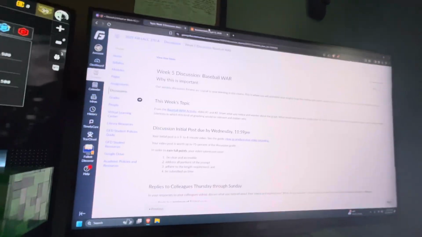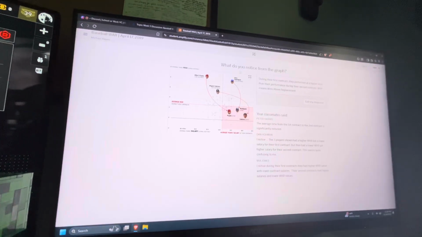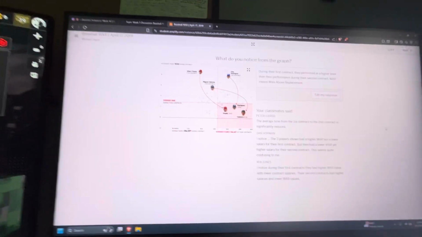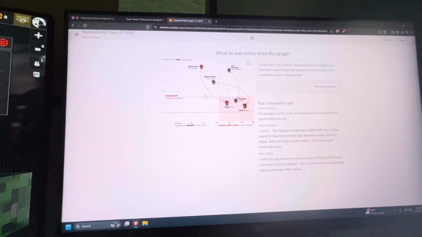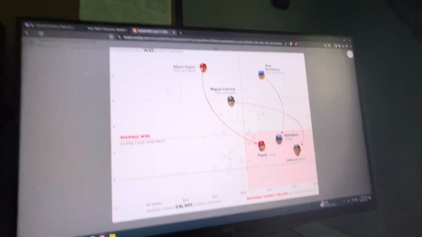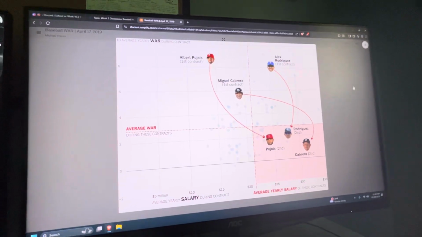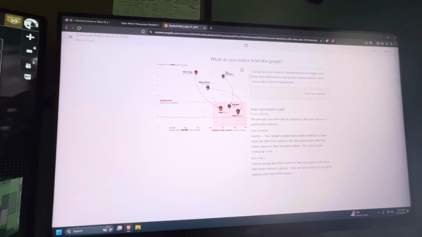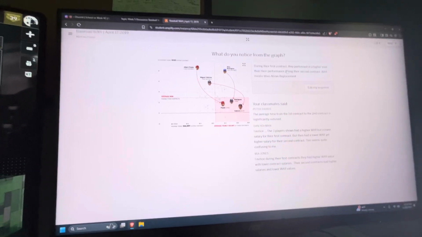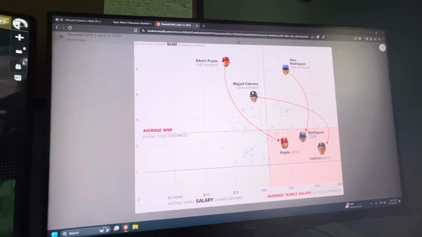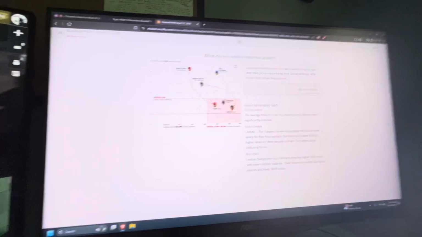So heading over to the Amplify activity, what do I notice from this graph? And I said that these 3 players up here are the same 3 players down here. And during their first contract, which it says in these parentheses, they performed at a higher level than how they performed during their second contract, in which it says on these 3 down here, which are much lower than way up here.